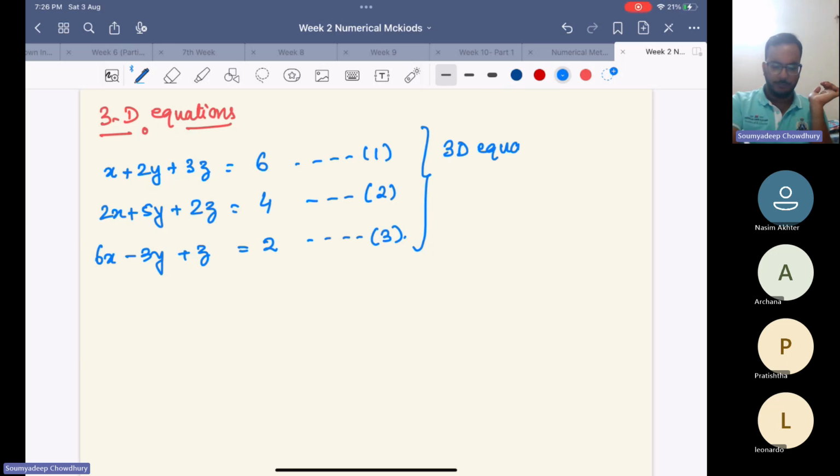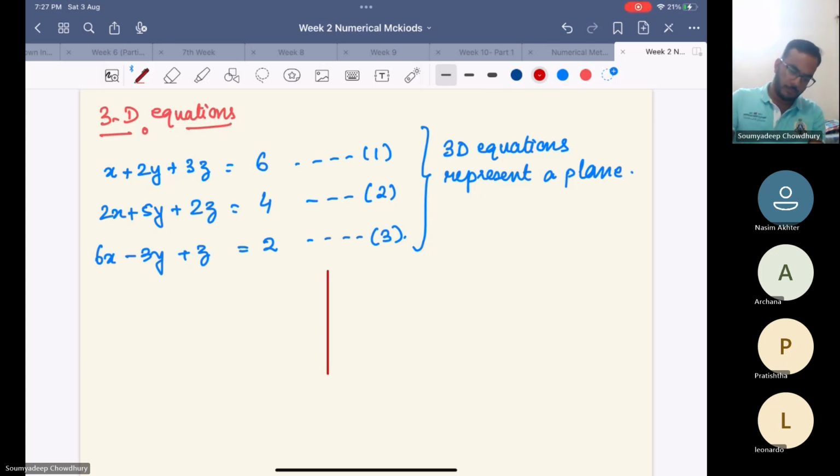Three-variable equations represent a plane. It is difficult to visualize a plane on 2D paper, but still I'll try to draw it. We'll see what happens if two planes intersect. This axis is Z, this is Y, and this dimension is X.